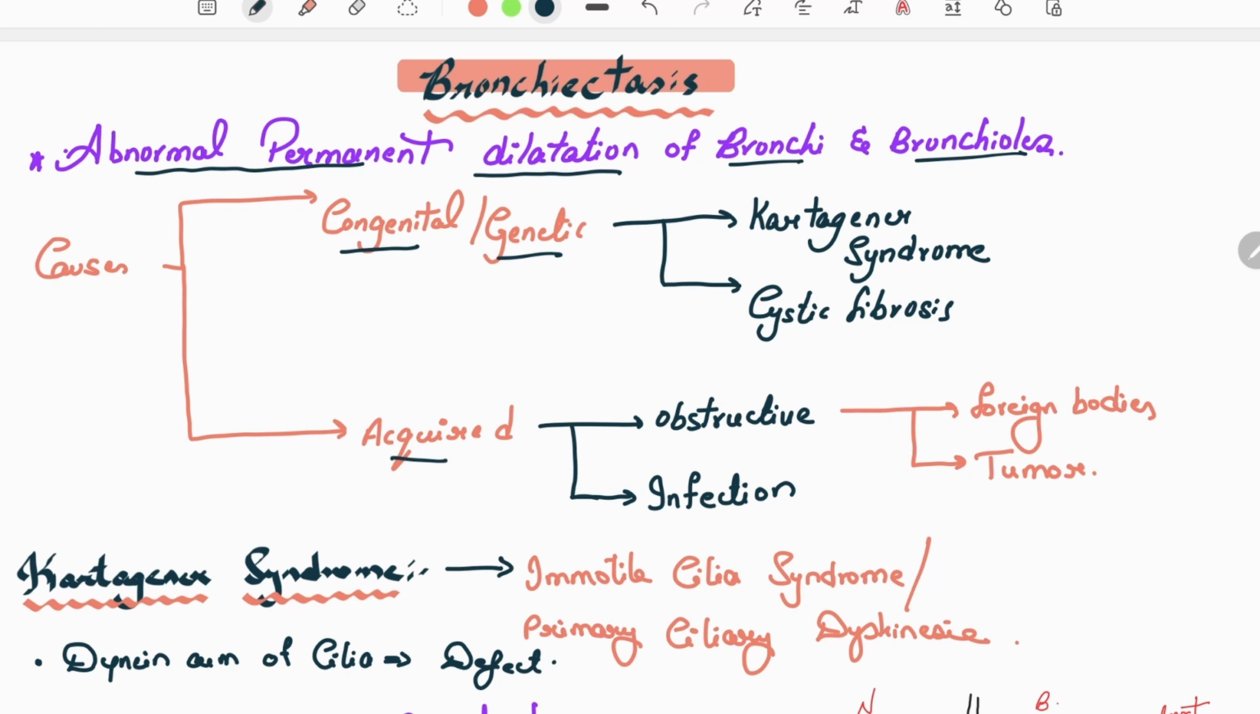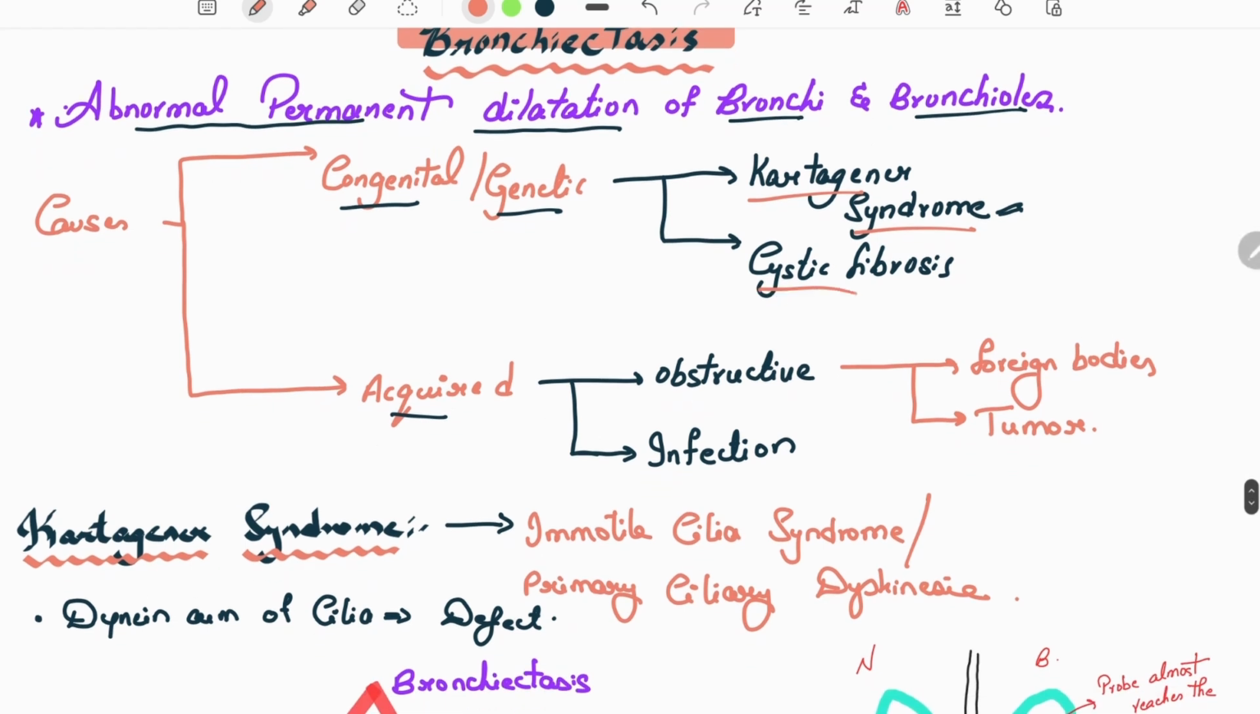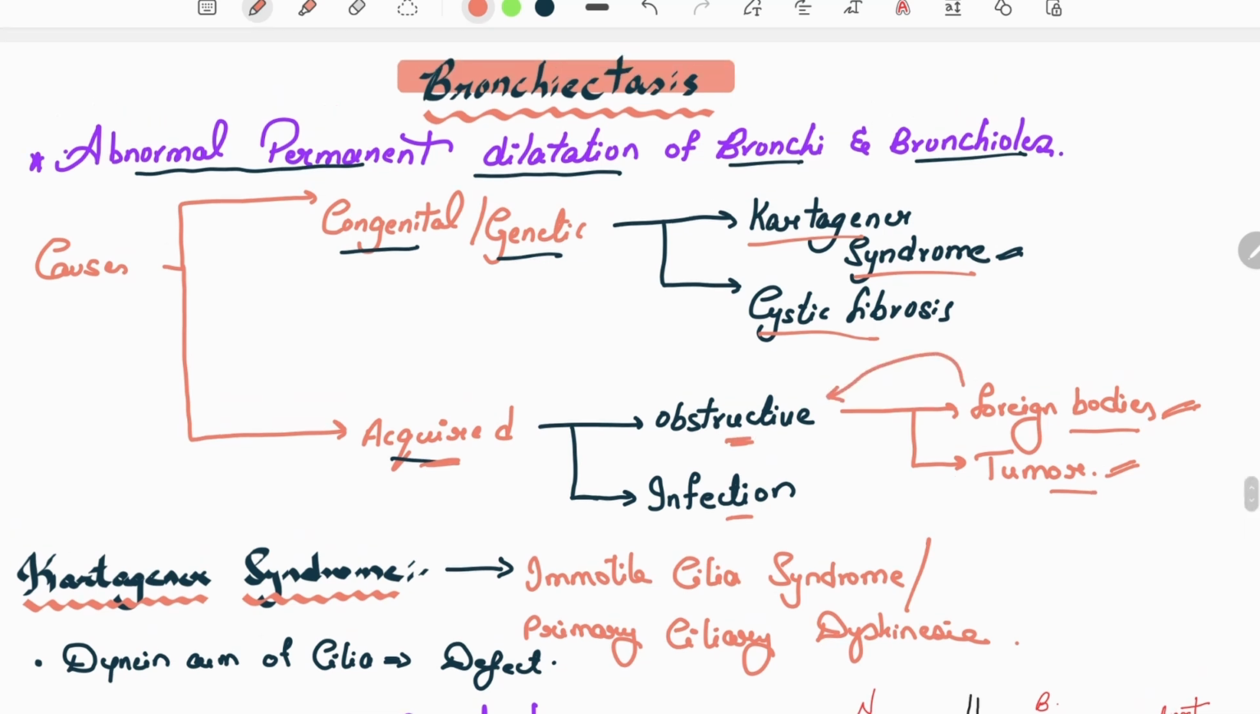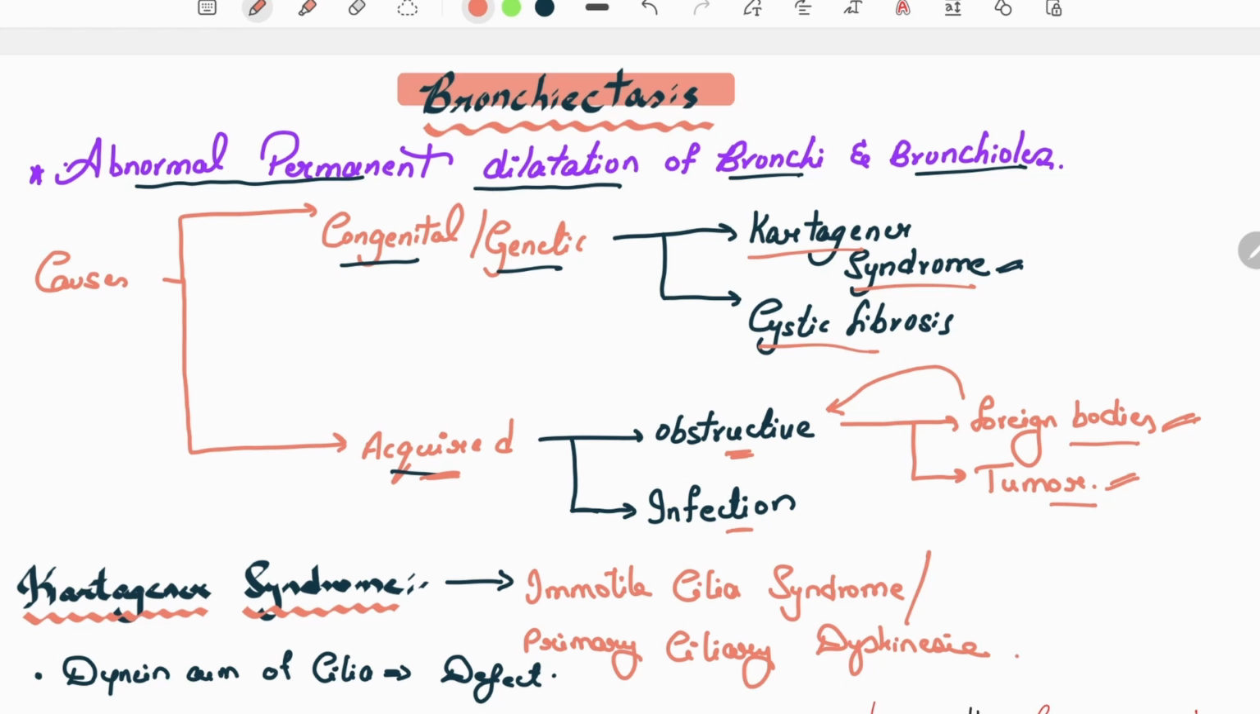This congenital one is very important because in this we have a syndrome. This syndrome is Cartagena syndrome. And the second one is cystic fibrosis. And in the acquired ones, we get obstructive and infections. In the obstructive, we get foreign bodies and tumors. These foreign bodies and tumors will obstruct the airway, so these are called obstructive. Because of these, there will be dilatation. The dilatation may be due to the obstruction, or due to the infection, or due to the Cartagena syndrome or cystic fibrosis.